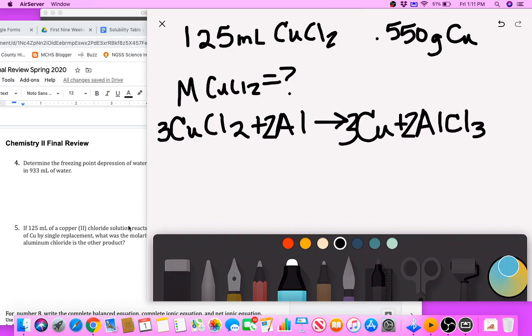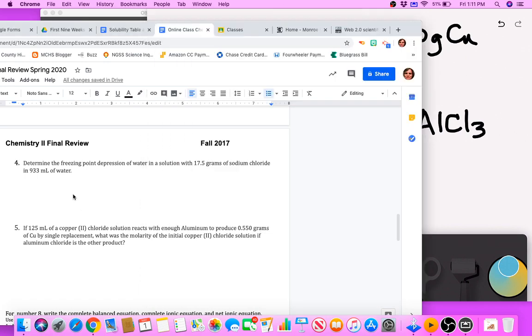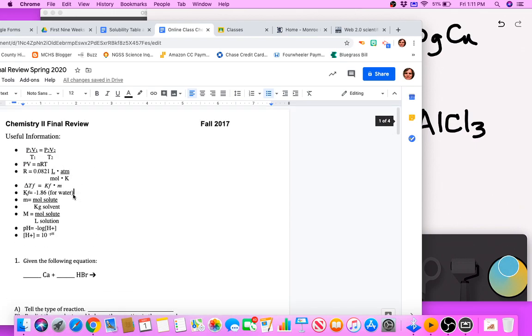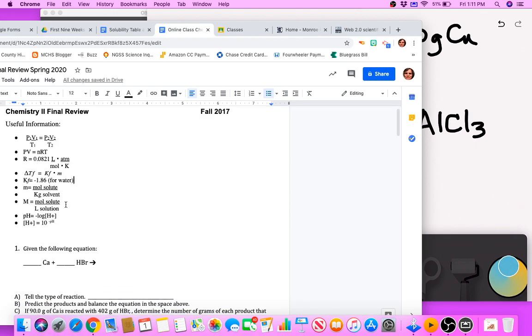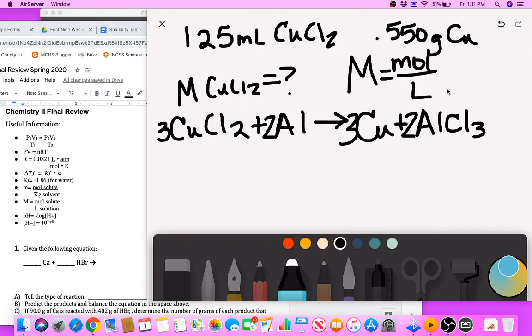Okay, we want to know the molarity. Well, how do we find molarity? If we go back and look at molarity, well, here's our formula. Molarity equals moles over liters. Okay, so molarity is equal to moles over liters. So we want to know the molarity of the copper 2 chloride. And again, I just wrote that down. Molarity is moles over liters. And we need the molarity of the copper 2 chloride. So that's going to mean I need moles of copper 2 chloride over liters.